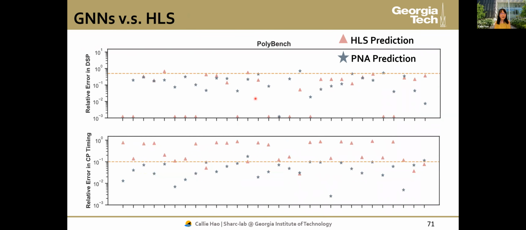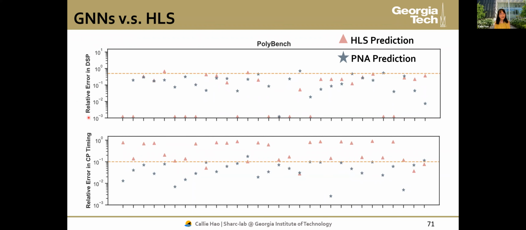So this is a further comparison between the graph neural networks and the HLS tools. We can see the relative error in DSP prediction. These triangles are HLS and these stars are PNA predictions. Generally, they are comparable. They're not doing a lot better, but they're not even worse.